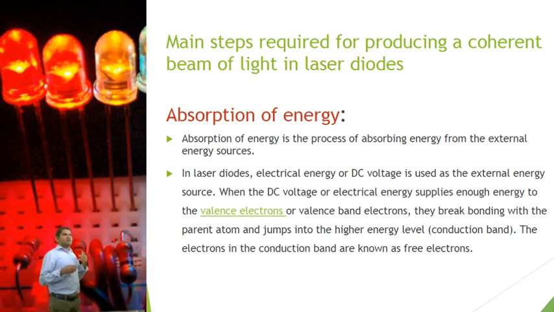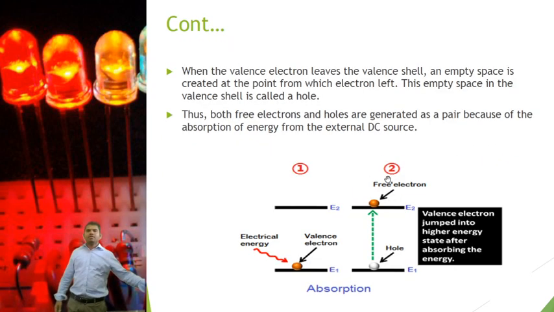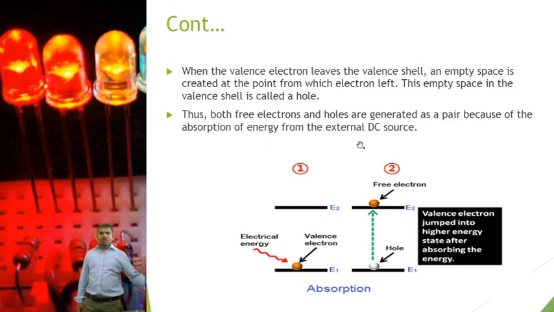Here in the valence band, for exciting the electrons, we give some external energy. The electrons absorb this external energy and travel from the lower level to the higher level. That means absorption is nothing but the electrons absorbing the energy we give. When I give electrical energy to the valence electron, it absorbs this energy and moves to the higher level. That is absorption.